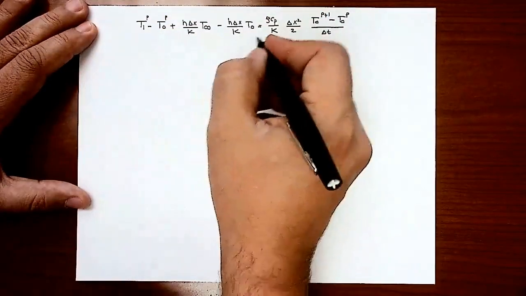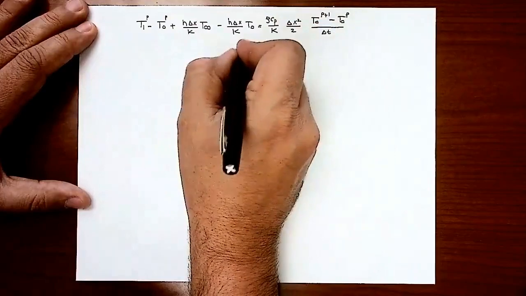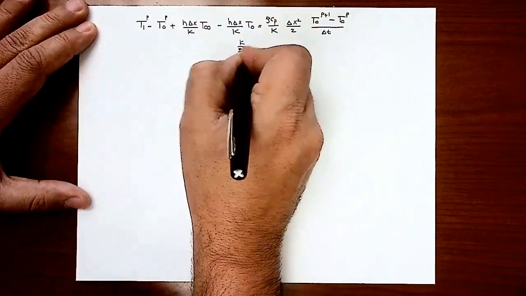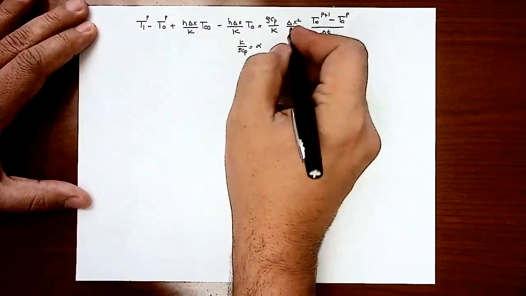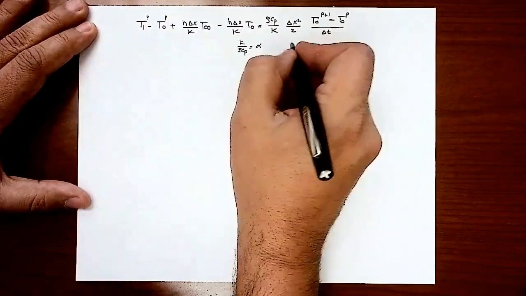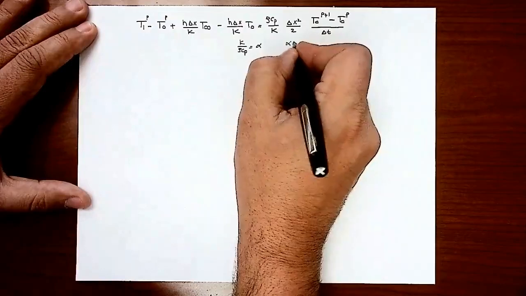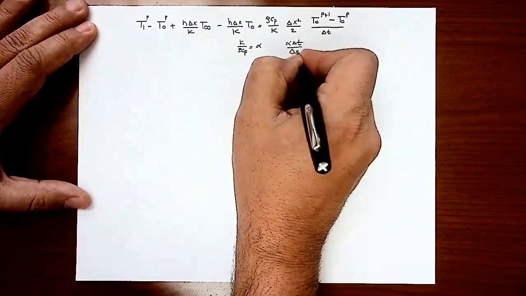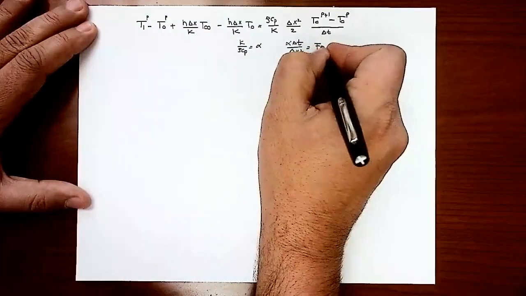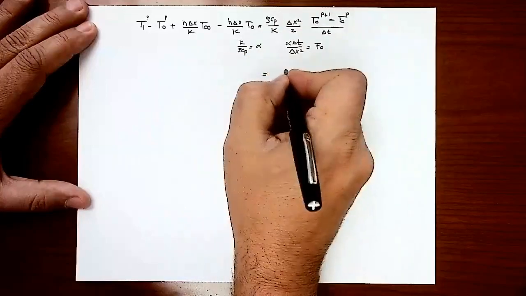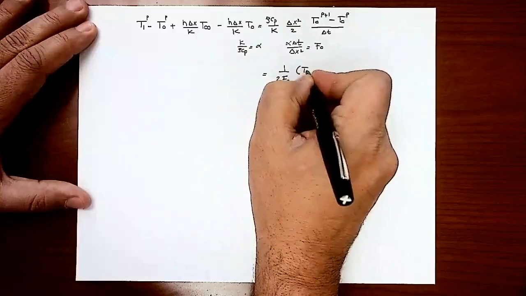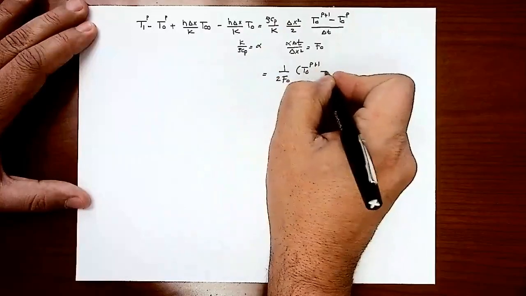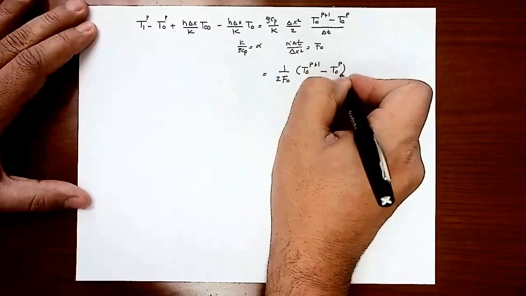What else? Now I can simplify: k over rho C_p is alpha. So this will be 1 over alpha. And I will have delta x squared and delta t. I know alpha delta t over delta x squared, that's the Fourier number. So the right-hand side will end up being 1 over 2 Fourier number times (T node at p plus 1 minus T node at p).